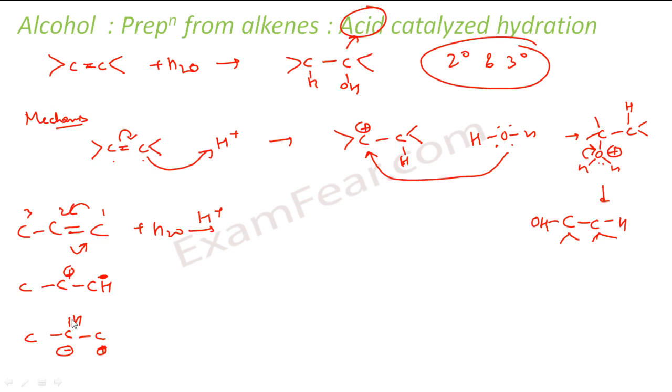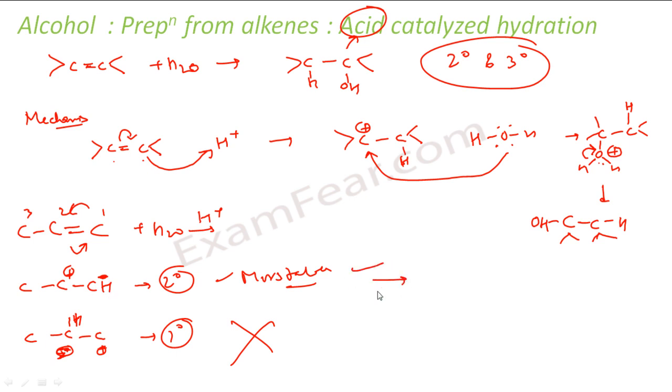So now if you see, in this case you get a 2 degree carbocation. In this case you get a 1 degree carbocation. This is more stable, right? So this will not happen. This will happen. Correct? Because the 2 degree carbocation is more stable, so it will take this route, and now this will be the product. So in this case, on H plus you will get OH minus here, and you get something like this. This is the product you will get for this reaction.